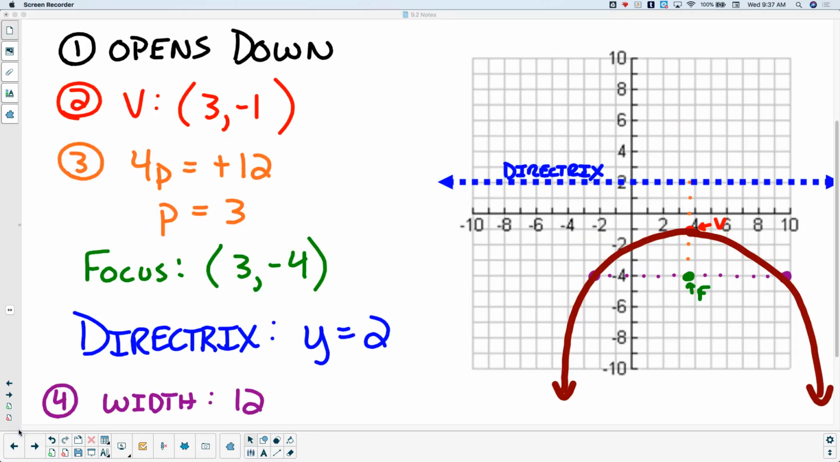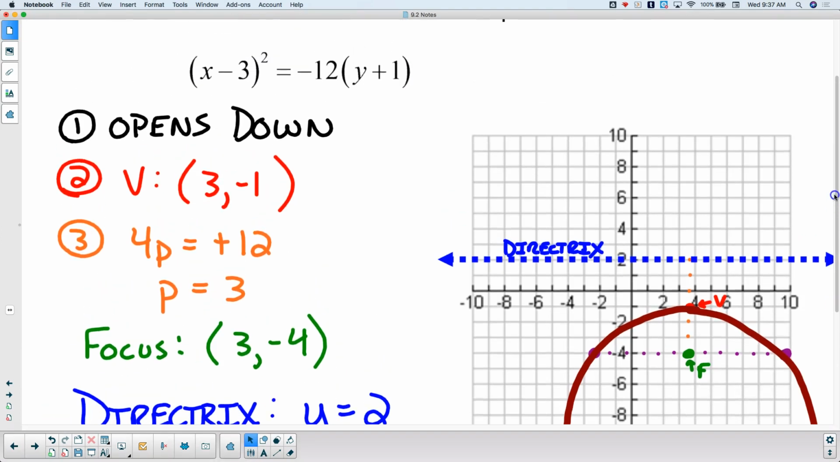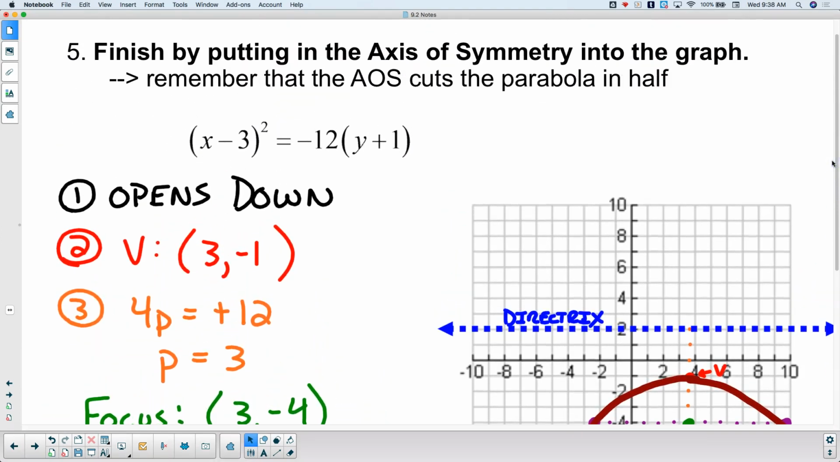Okay? So our last step then is going to be step number 5. And step number 5 is going to be, we're going to put the axis of symmetry onto the graph. Okay? Remember that the axis of symmetry cuts the parabola in half, and it's perpendicular.